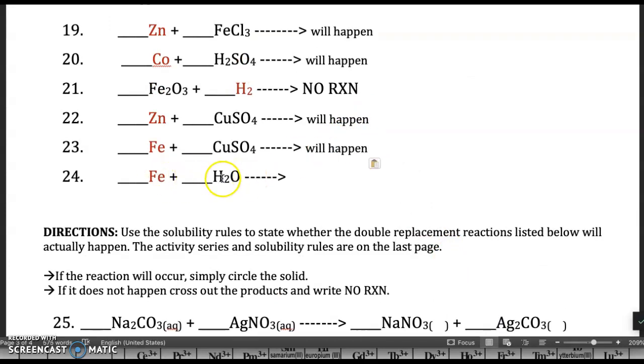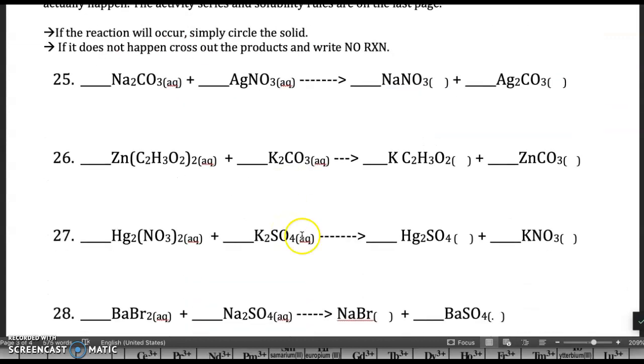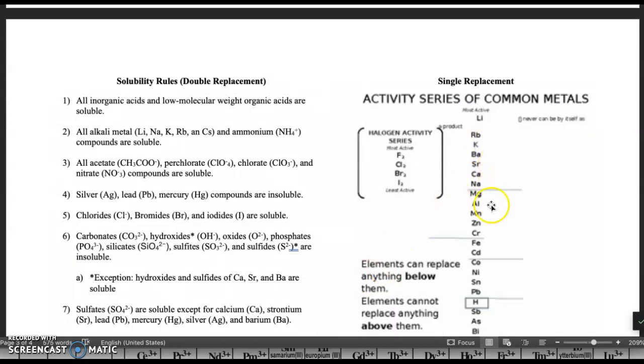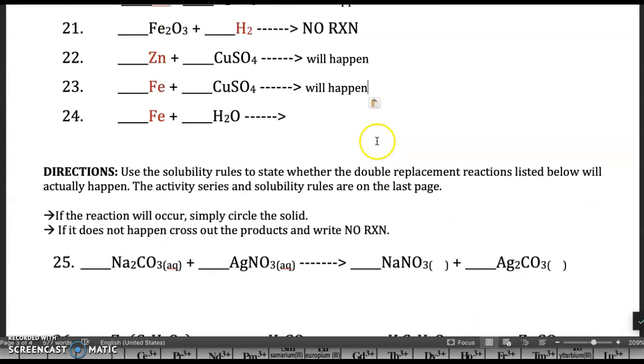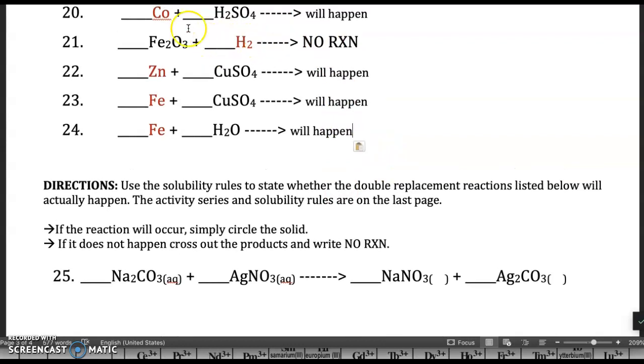And the last one is Fe above H. That's what it's replacing here. So I go down one last time. Is Fe right there above H? Yep, it will happen. So there's only one reaction that will not happen. It's because H is not higher than Fe on the list. Notice here Fe is higher than H. So yep, it will happen.